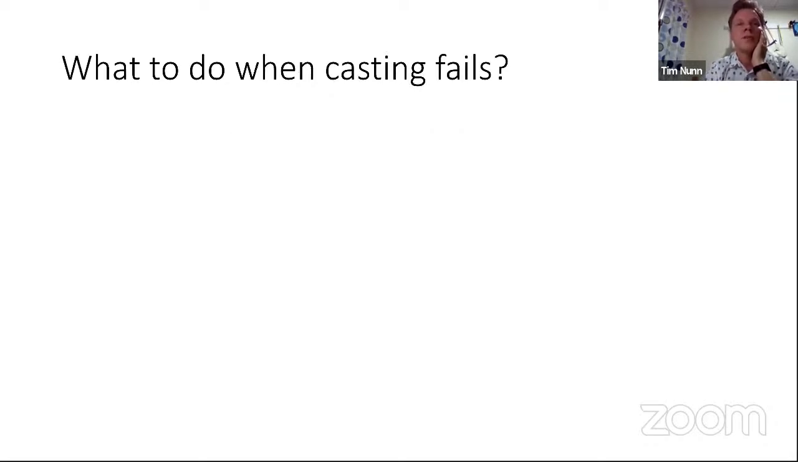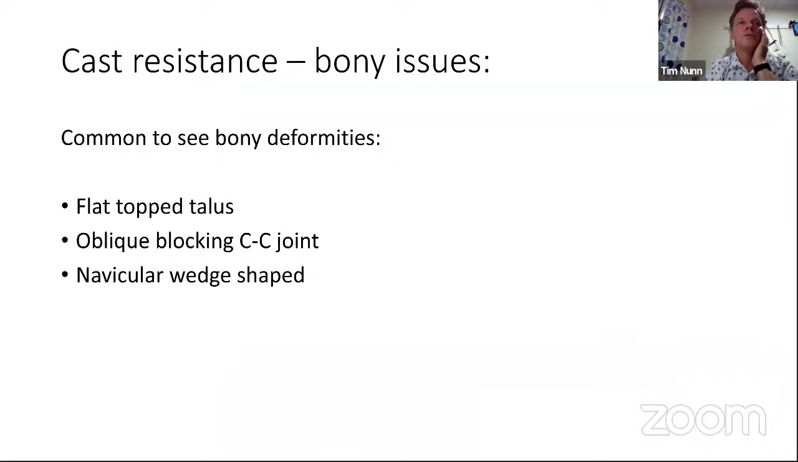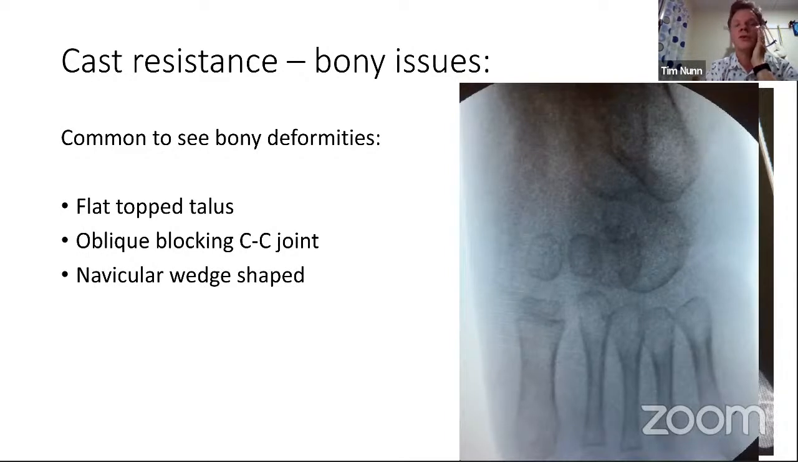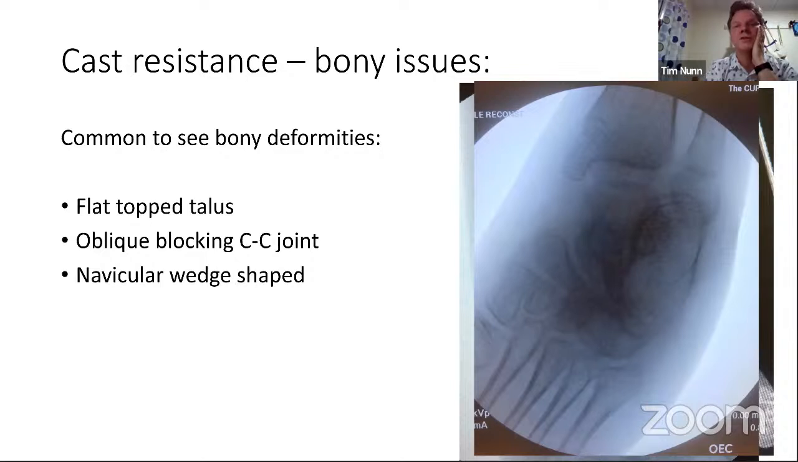So just to talk about that for a brief moment, we do see cast resistance, and the common bony deformities that cause that are the classic flat top talus, obliquity of the calcaneocuboid joint, and sometimes the cuboid does resemble more of a triboid than a cuboid. And you can see the thumb-finger process of the calcaneum probably is never going to reduce in these cases. And thirdly, as has been previously mentioned, the navicular is somewhat wedge-shaped. And so the further correction you get, the more difficult it is.